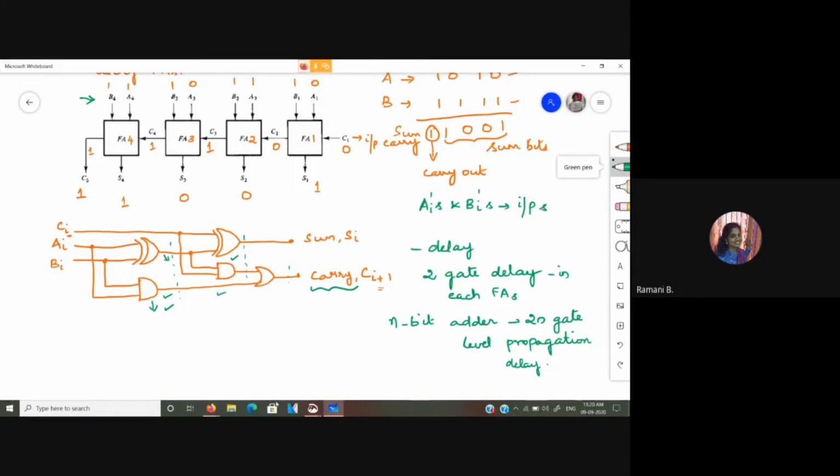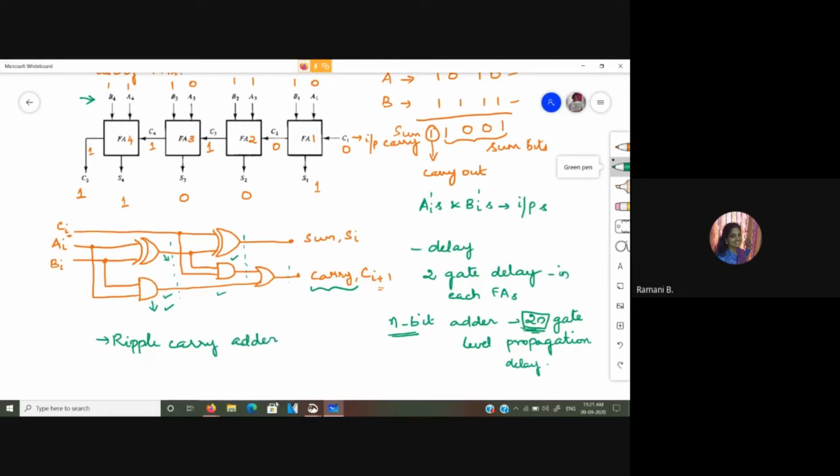So the same way, this is just the cascaded structure of 4 full adders, right? One output, the carry, is given to the next one, and the other output is given to the next full adder. Likewise, this is going on. So if you have an n-bit adder, you will have n times 2 gate level propagation delay. That is what I have mentioned as 2n gate level propagation delay. Okay. And this adder, we also call it the ripple carry adder.